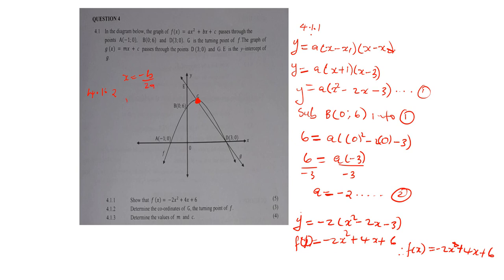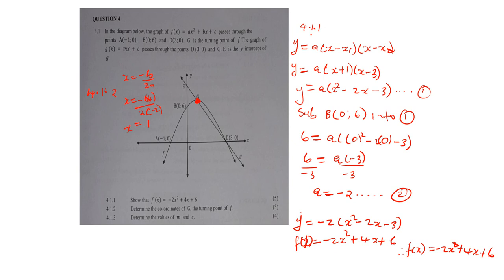Then x equals negative the value of b. The value of b is 4, so you'll have negative 4 divided by 2 into negative 2, wherein we will have negative 4 divided by negative 4, which will give us positive 1. So the x coordinate of the turning point is 1.